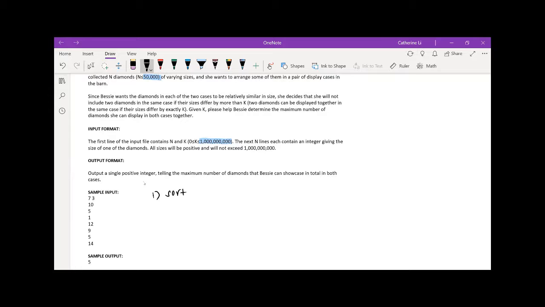So in this example, these are the diamonds. If we sort them, it's going to be 1, 5, 5, 9, 10, 12, 14. Okay, so these are all the sizes. And basically now what we're going to do is try to find out how far each diamond can extend if it's the starting point of a case.